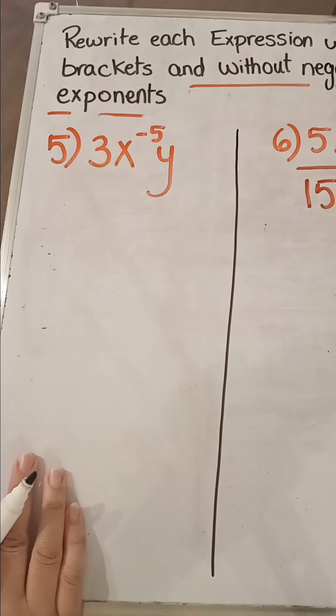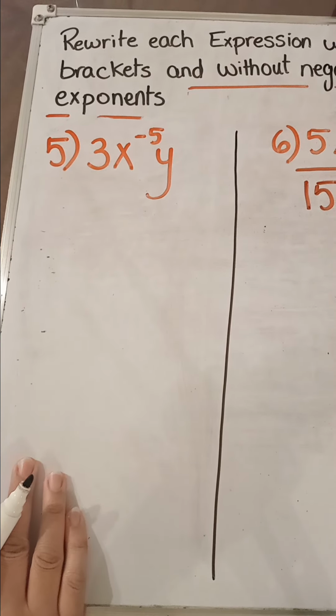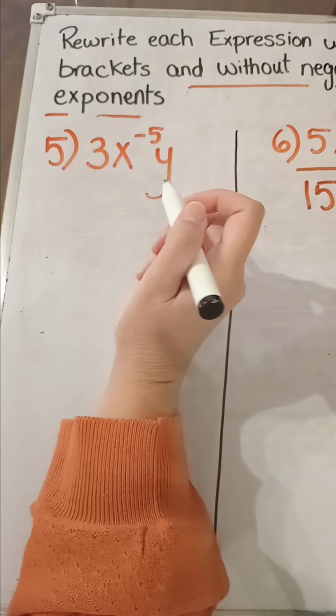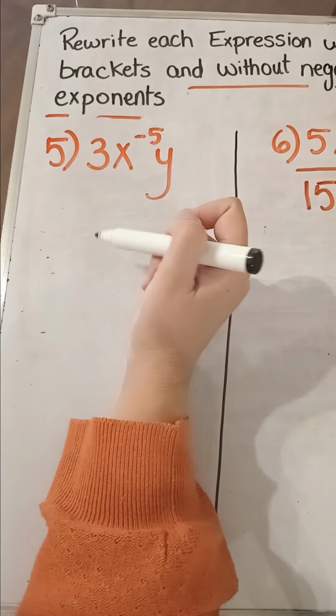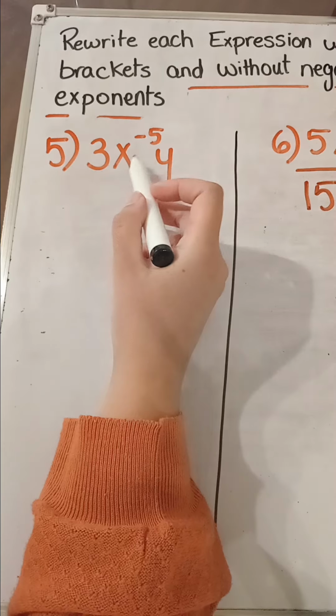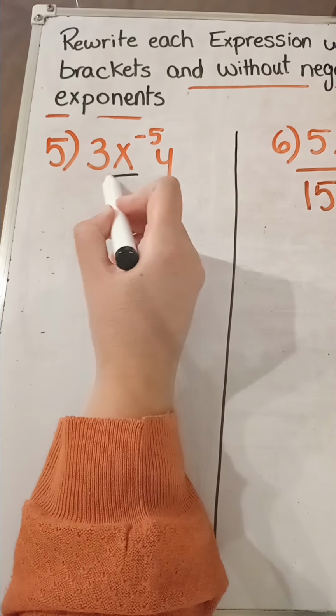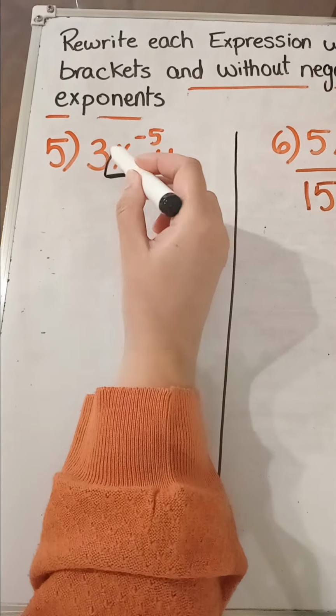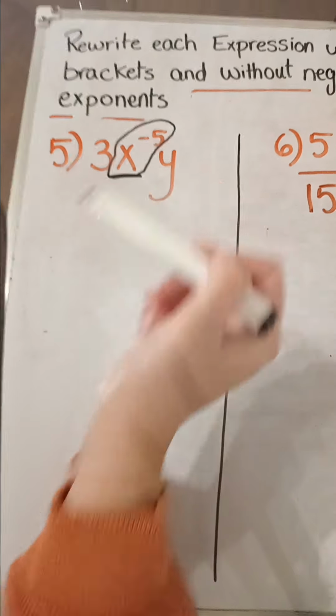For questions 5 and 6, they're pretty easy. Again, our job is to get rid of any bracket or negative exponent. For question number 5, only the x is raised to the power of -5. So that's the part that will go to the denominator.